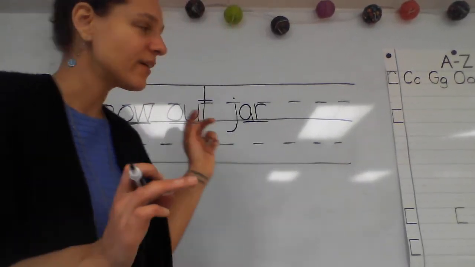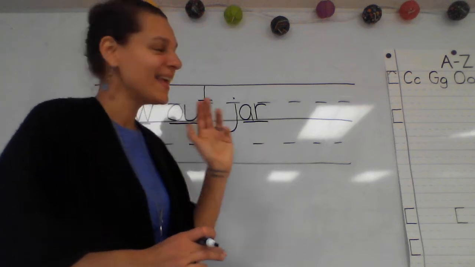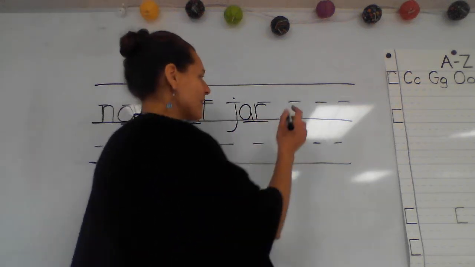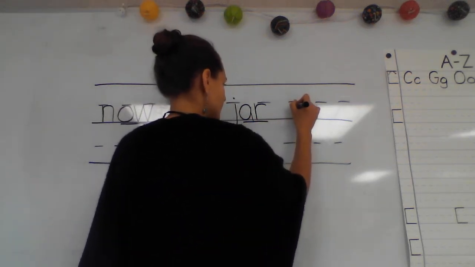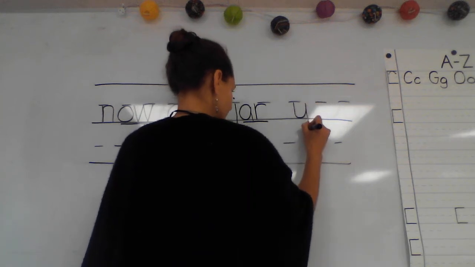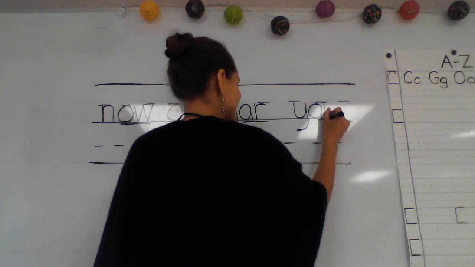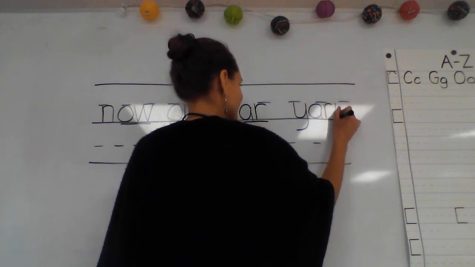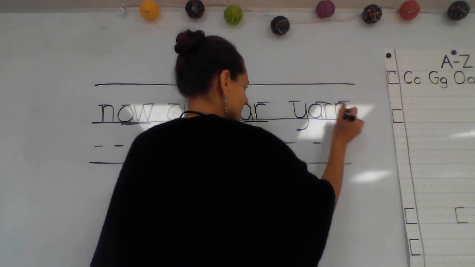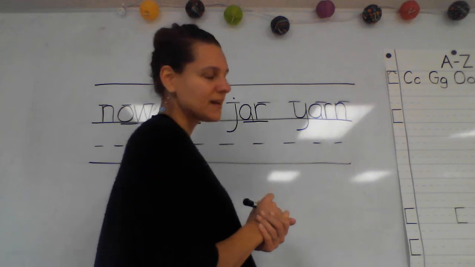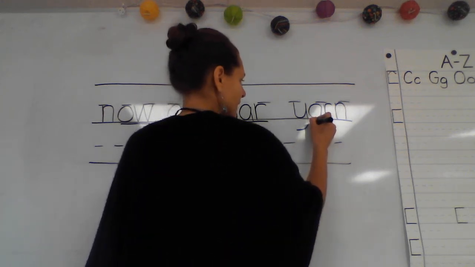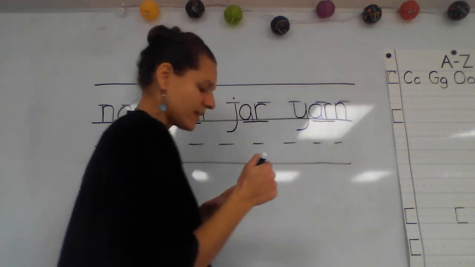All right, put your finger under that first phonogram and tell me what I need to write to spell that word. Good, y. R, good, and n, good. All right, make sure yours looks like mine. And we'll underline our two-letter phonogram.